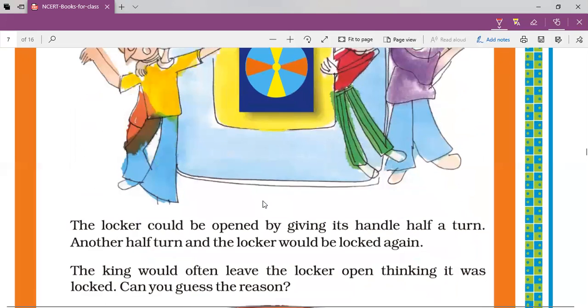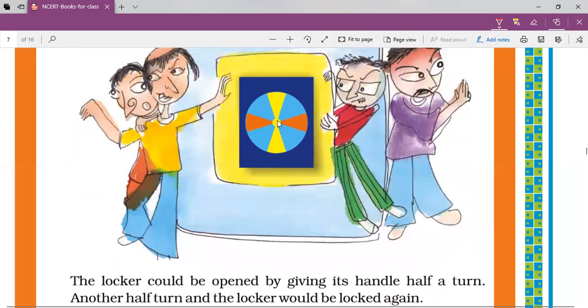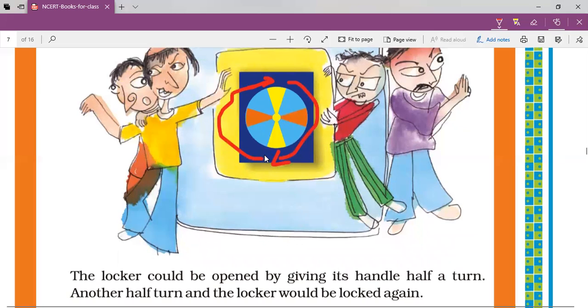So what he's saying, the locker could be opened by giving its handle a half turn. Means if this is a handle, if this is the upper part, when this handle is given a half turn, it will open the locker. And again, when it is given a half turn, when it goes back to its original place, the locker gets locked, means it gets closed. So this was the way to open the locker.